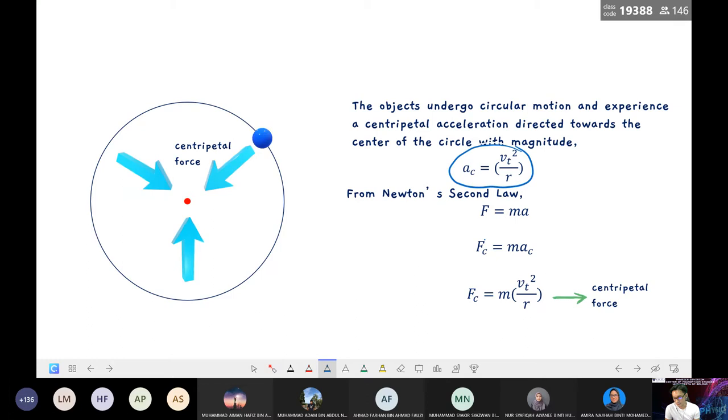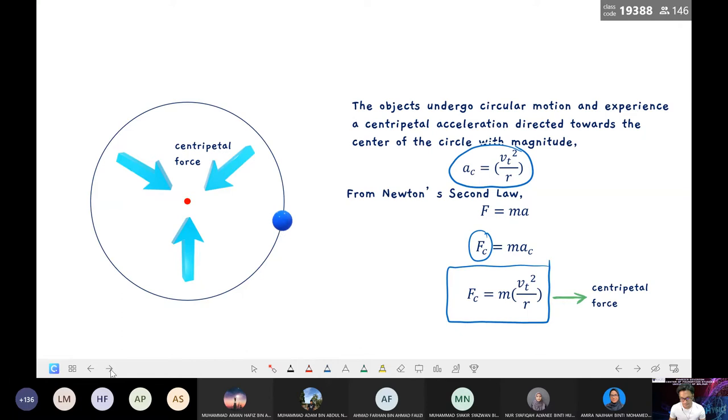Sebab kat sini, the force tu memang sama arah dengan centripetal acceleration. And we can form an equation lah, ataupun kita boleh satu formula of the centripetal force di mana it is equal to the centripetal acceleration darabkan dengan mass. So as easy as that, kita darab dengan mass je daripada centripetal acceleration.